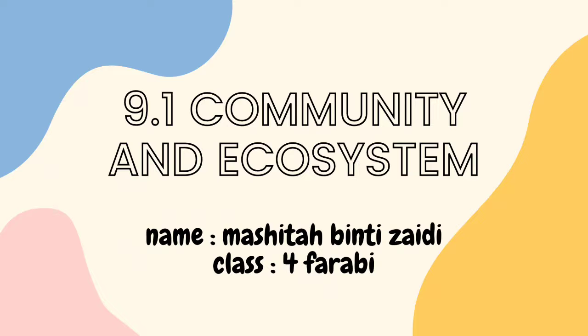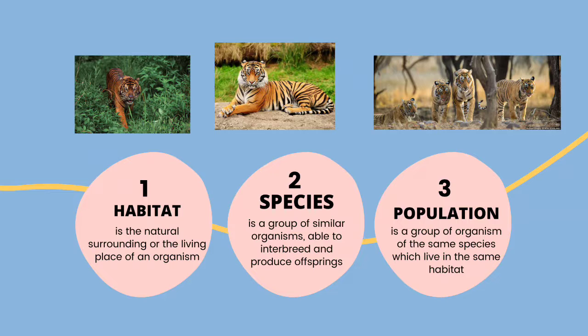Today I will present about Community and Ecosystem, Chapter 9.1. There are a few terms that we need to know in this chapter. The first term is habitat. Habitat is the natural surrounding or the living place of an organism. Next, species. Species is a group of similar organisms able to interbreed and produce offspring.